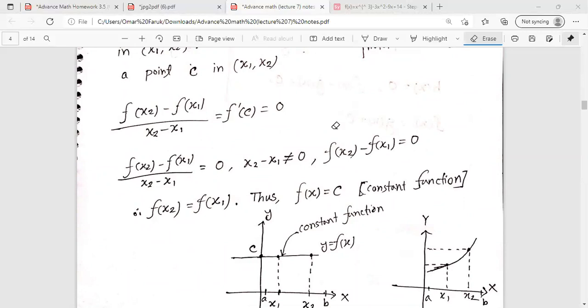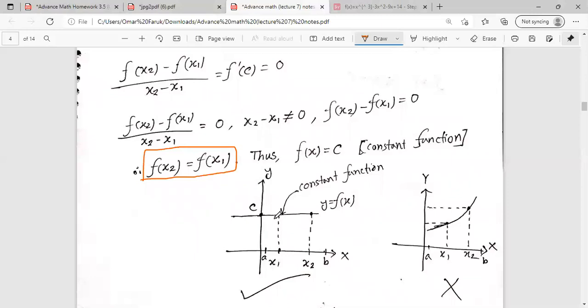Okay. So here is another thing. If f(x2) is equal to f(x1), that means like we have here A and here B, right? So if you see this point A, or we can say x1, x2, here is x1 and here is x2. These two points are in between A and B. So this is f(x).